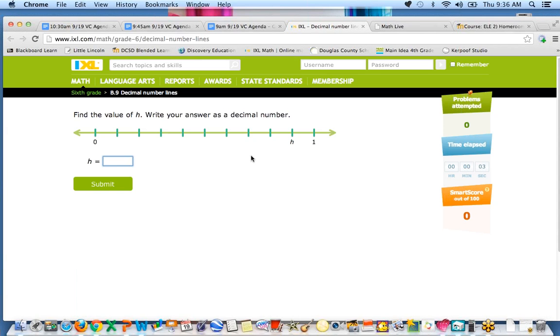All right, so now we are going to be finding the value of h. And so, of course, it's going to be a decimal number like we were just looking at. This gets a little bit more complicated because you need to look at how many units there are on this number line. We start at 0, we end at 1. So you need to tell me what the value of h might be. So I'm going to let you go ahead and get a stab at it.